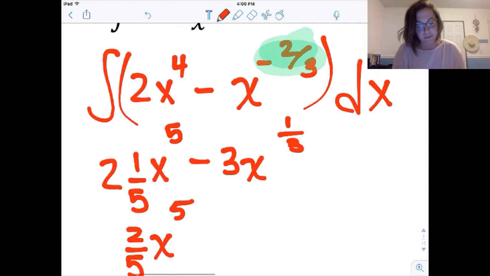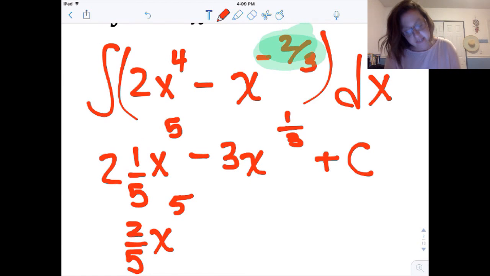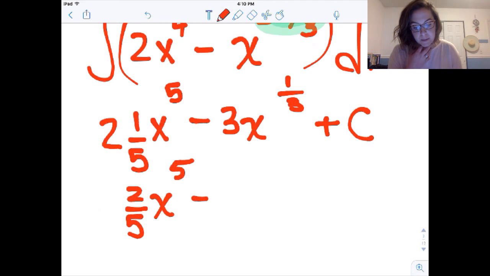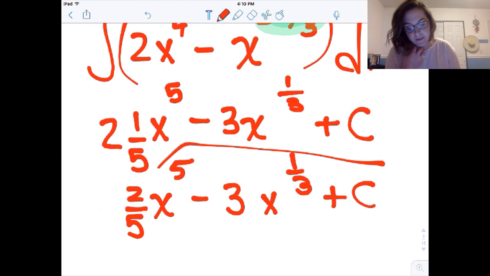And whenever I take that antiderivative, I want to put a plus c at the end because this is an indefinite integral. It's just a basic antiderivative. We don't know the initial value, so we need that c. So this is going to be 3x to the 1/3 and then plus c. So this is my final antiderivative.